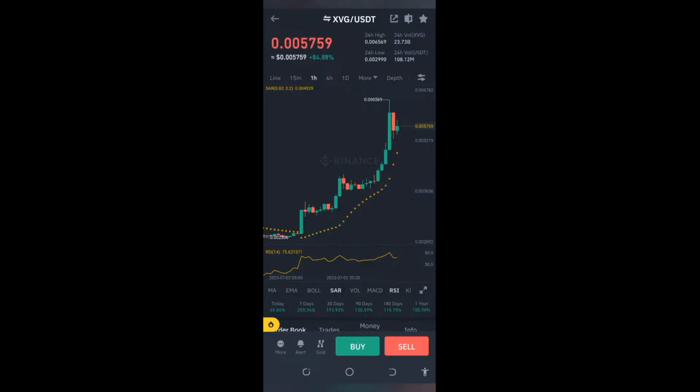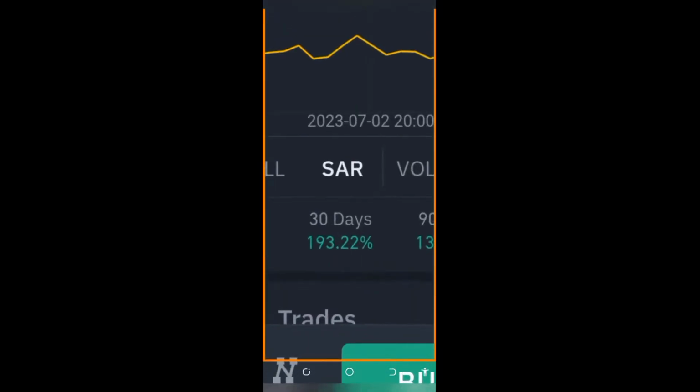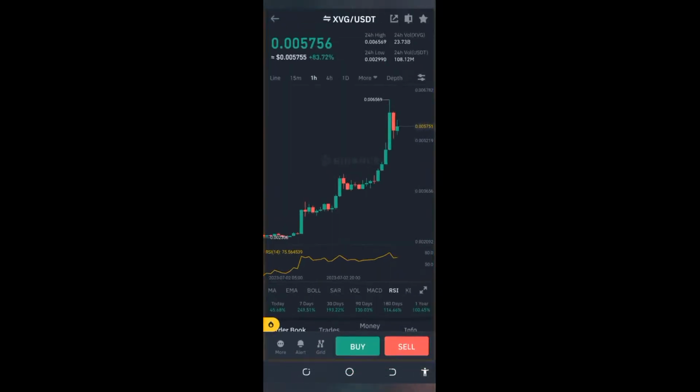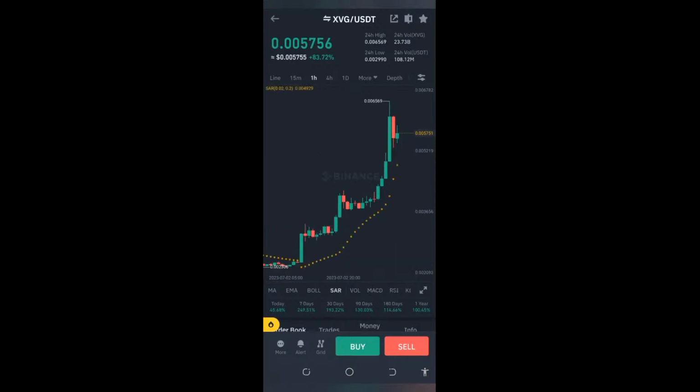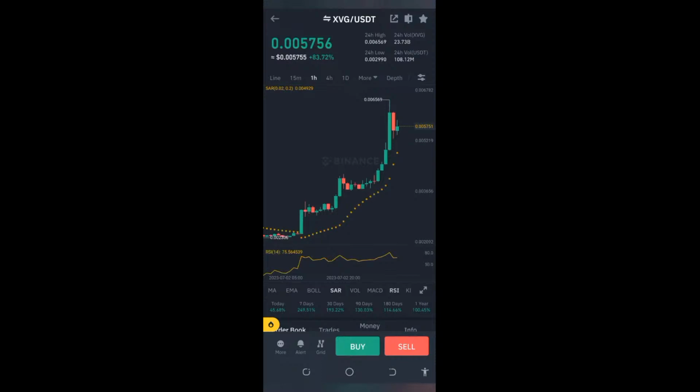Just make sure you have your parabolic SAR set up and make sure that you also have your RSI set up. Just choose them at the base. That's all you have to do. Look at it. If I click on SAR and put that off, it's going to go off. But if I put it back on, it's going to come back. If I take off the RSI, it's going to go off. If I click on it again, it's going to show up.